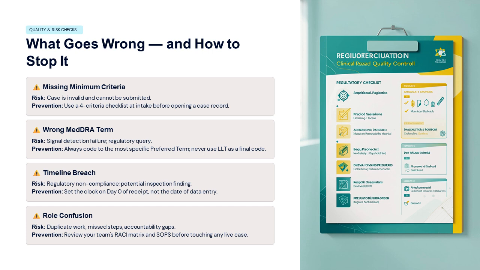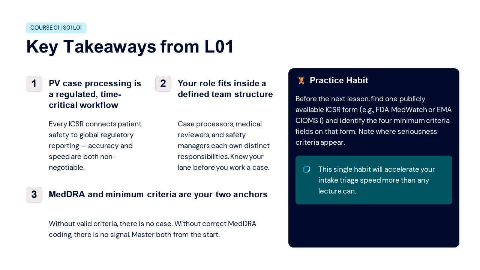Third risk, timeline breach. This leads to regulatory noncompliance and potential inspection findings. Prevention, set the clock on day 0 of receipt, not the date you finally get around to data entry. Fourth risk, role confusion. This causes duplicate work, missed steps, and accountability gaps. Prevention, always review your team's RACI matrix and SOPs before touching any live case. Knowing these pitfalls prevents you from making them. Let's review the key takeaways from this lesson.